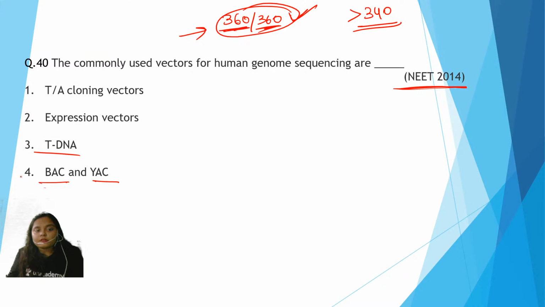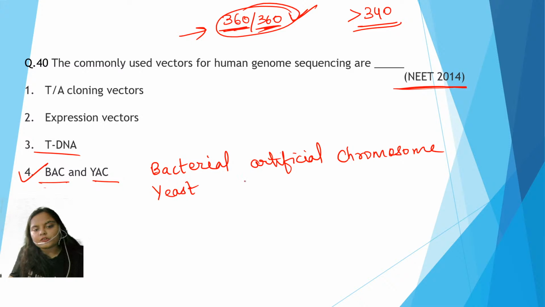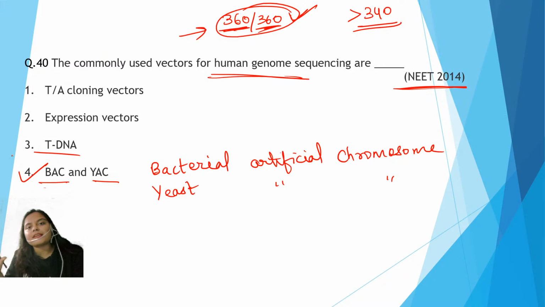So yes, option number 4 is the right answer. BAC stands for bacterial artificial chromosome, right? And YAC stands for yeast artificial chromosome. And yes, they are commonly used vectors for human genome sequencing. They have quite a good capacity to hold genes of larger size. Option number 4 is the right answer. Absolutely correct, Rekan. Absolutely correct.